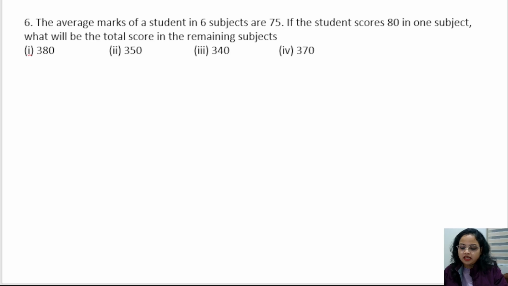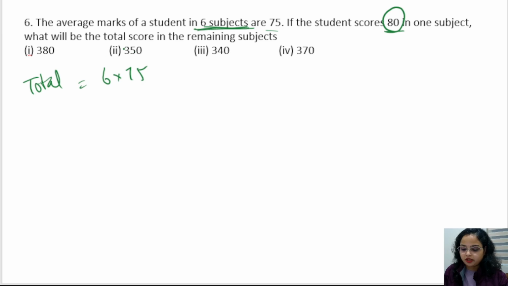Next one. The average marks of a student in 6 subjects are 75. If the student scores 80 in one subject, what will be the total score in the remaining subjects? So what is the average of 6 subjects? It is 75. What is the total of the 6 subjects? Total marks of 6 subjects, it is 6 into 75. Okay, and in one subject the marks are 80. And we have to find the total marks in the remaining subjects.